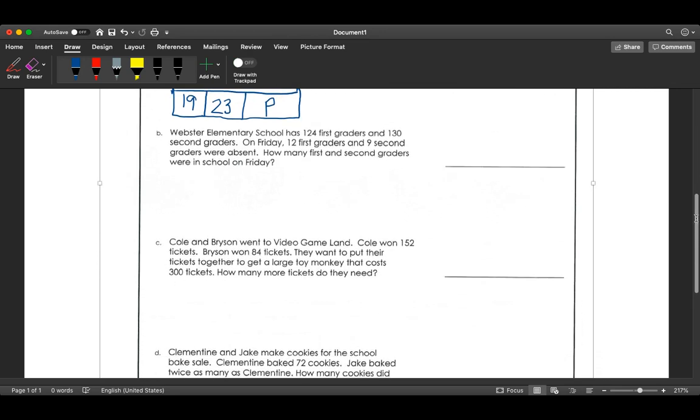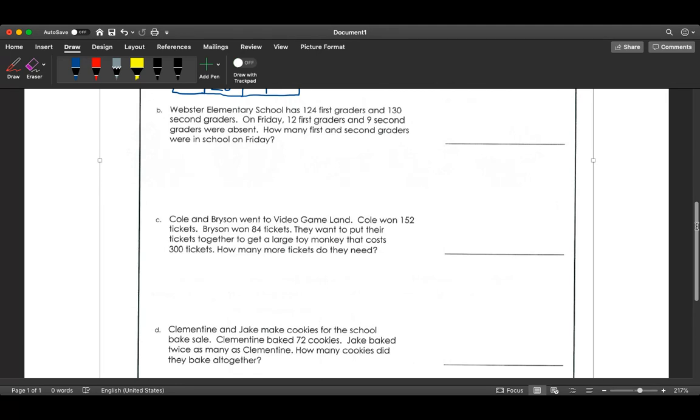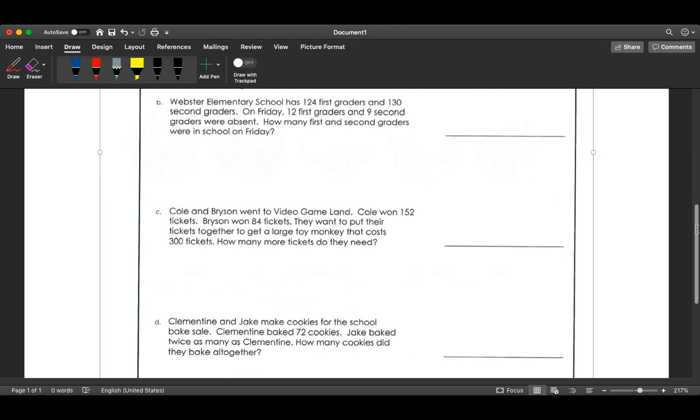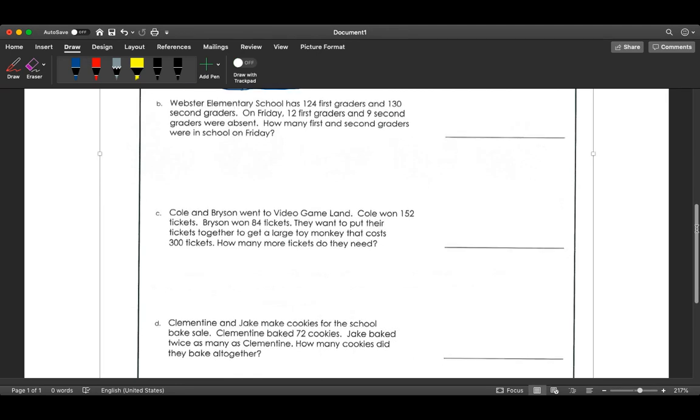Problem B. Webster Elementary School has 124 first graders and 130 second graders. On Friday, 12 first graders and 9 second graders were absent. How many first and second graders were in school on Friday? So this problem has a couple of steps to it, and I'm going to start out by thinking about how many first and second graders were there in all.